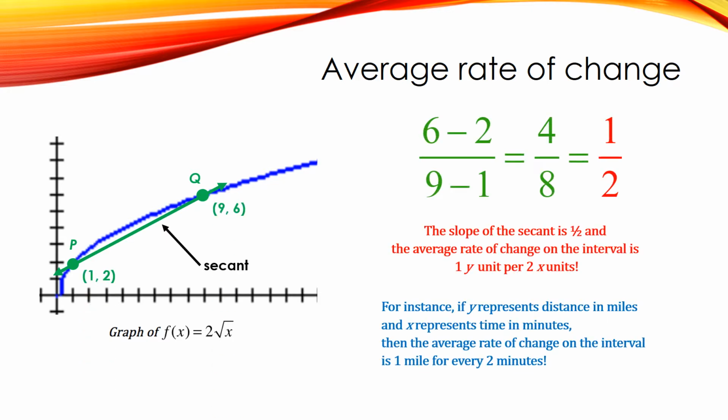The slope of the secant is 1 over 2, and the average rate of change on the interval is 1 y unit per 2 x units. For instance, if y represents distance in miles and x represents time in minutes, then the average rate of change on the interval is 1 mile for every 2 minutes.